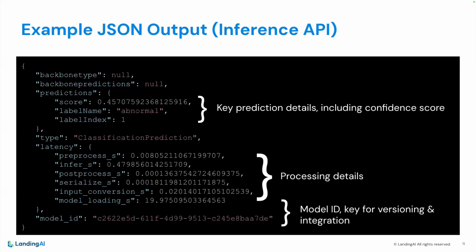This is what you'll see at the end as we go through our walkthrough and hands-on development in the LandingLens platform today. It shows the JSON output via our inference API. The really key details are at the top, where you get the prediction details and the confidence score. And then if you're incorporating that into different systems, the label index for abnormal, normal here would be 0. And then you also get information on the processing details. And then for model versioning, you have your model ID key here at the bottom. Pretty simple payload given an image and ultimately a response.